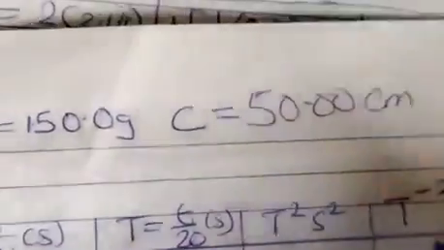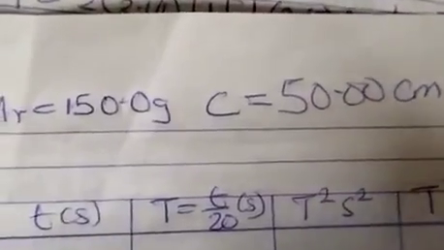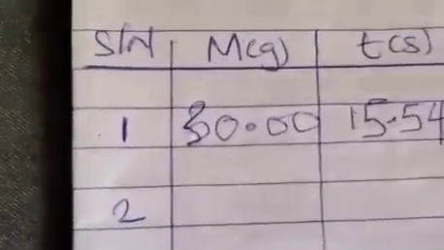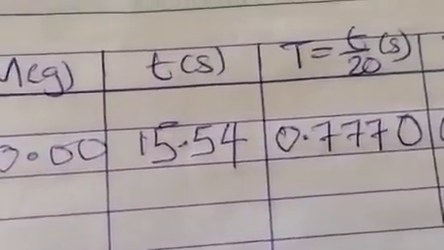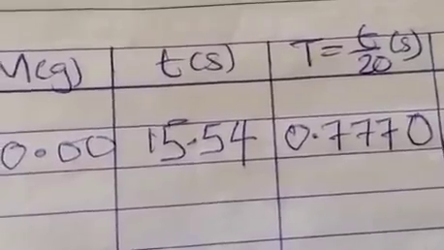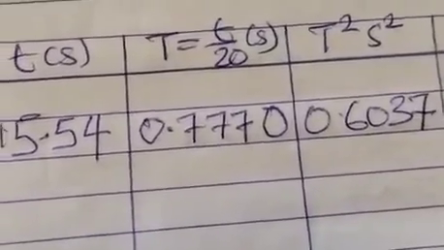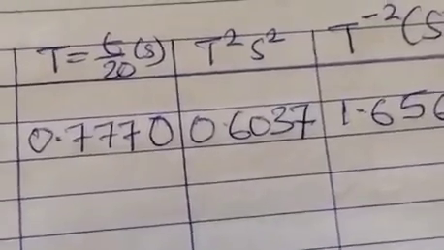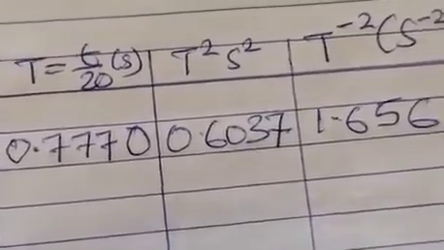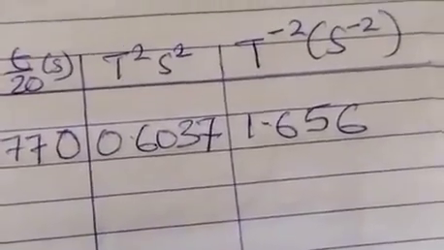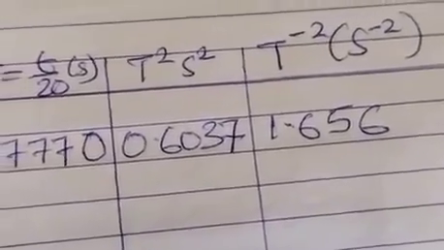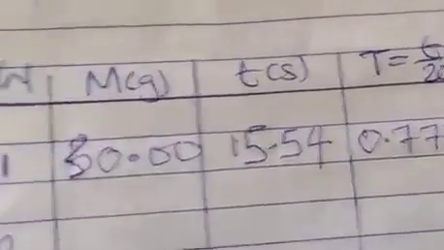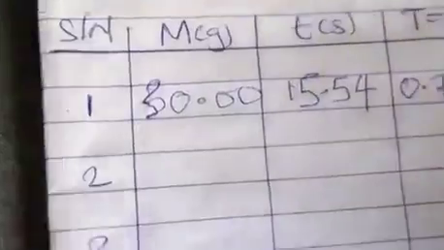1.656 per second squared. So here we have 1.656 reported. Summarizing, for the 30 gram mass, the time for 20 oscillations is 15.54 seconds. Then the period is 0.777, the period squared is 0.6037, and the inverse of the period squared is 1.656. All values recorded to 4 SF.